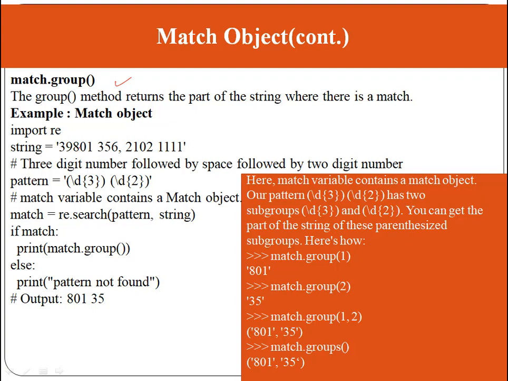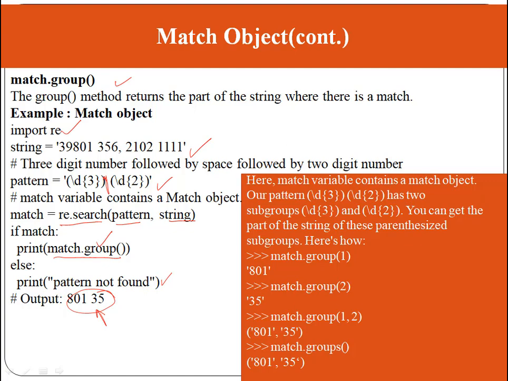So this is the import statement. This is the string we have defined. This is the pattern we have defined. Here there is a space. Here you pass re.search, pattern, string. If there is a match, you use match.group, and it will return what has been found. It returns the matched string; otherwise it will print pattern not found.